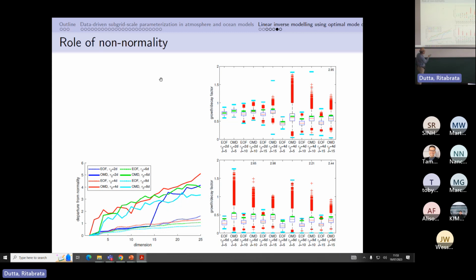Same picture, and that's for different numbers of patterns, 5, 10, 15. It's always the same picture. So it captures the non-normality of the operator much better. That's a metric for the non-normality, departure from normality. We see the operators of the OMD are much more non-normal. It captures this property much better.